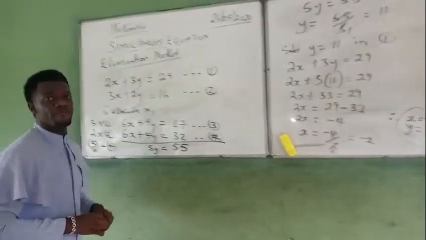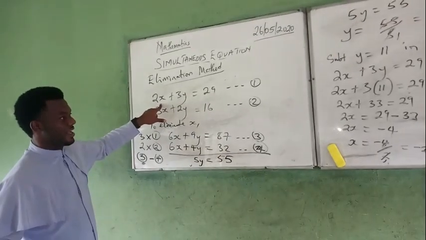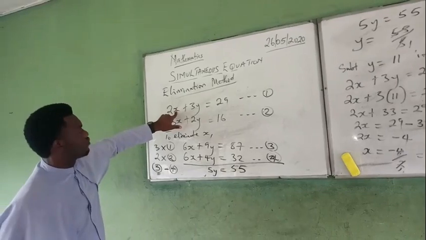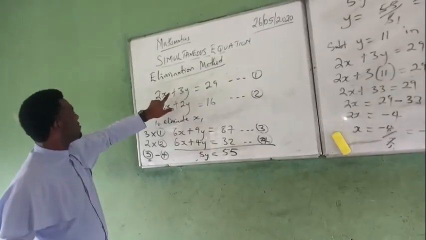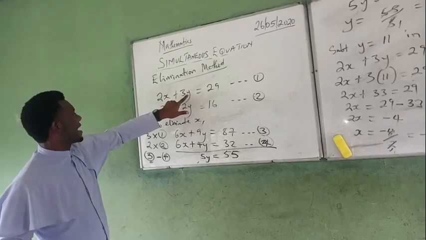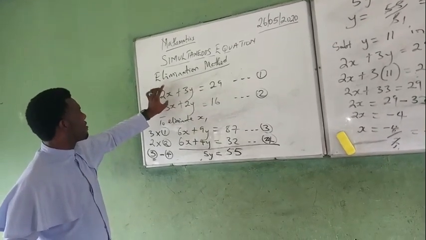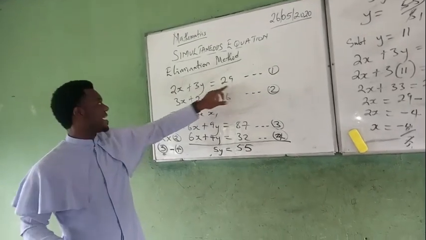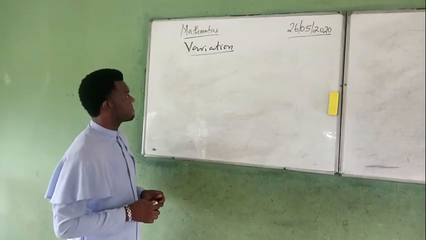You can also verify your answer by inserting the appropriate values of x and y. So our x is minus 2. So 2 times minus 2 is minus 4, plus 3 times 11 is 33. So minus 4 plus 33 will give you 29. Verifying also this one.